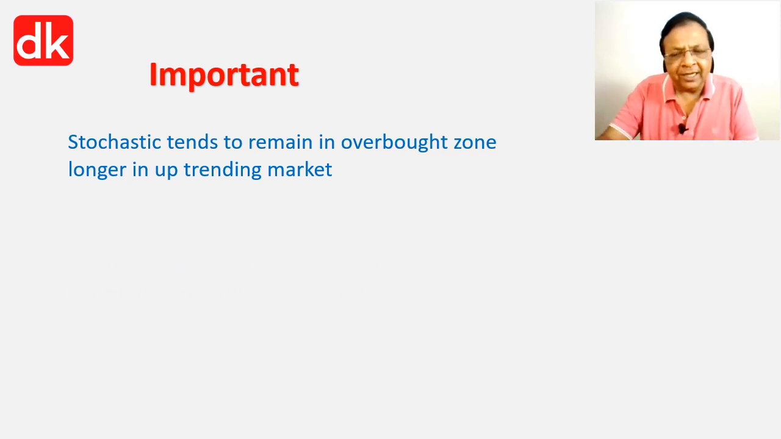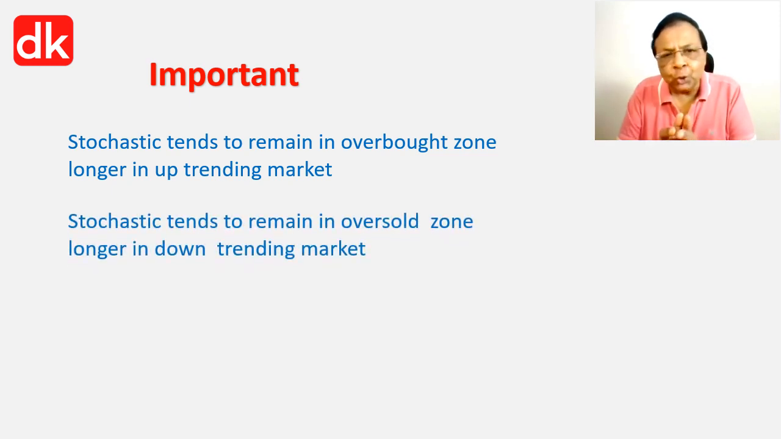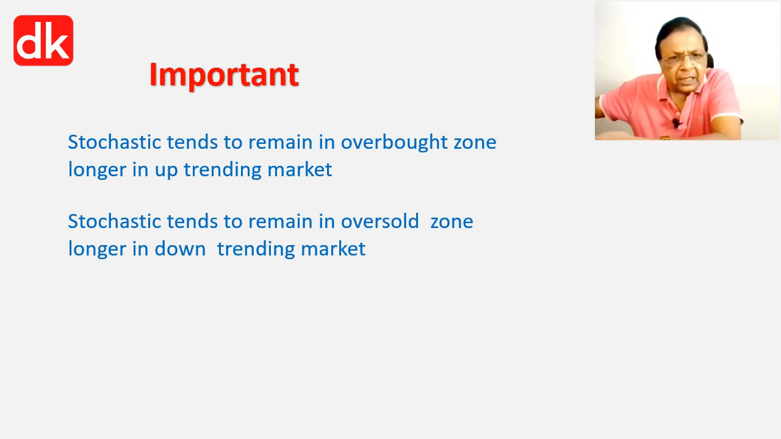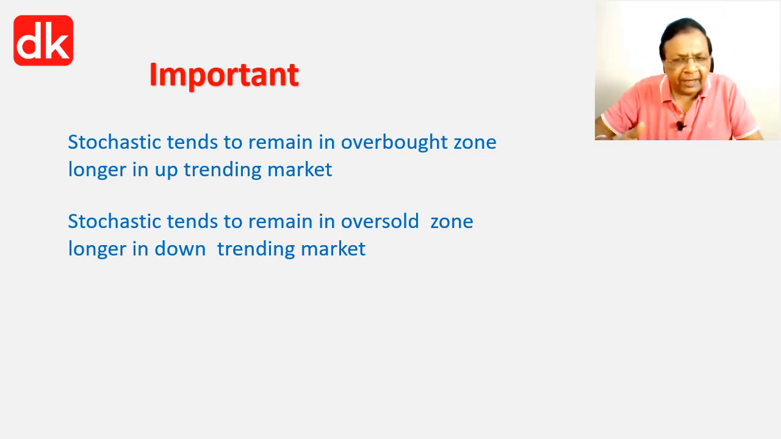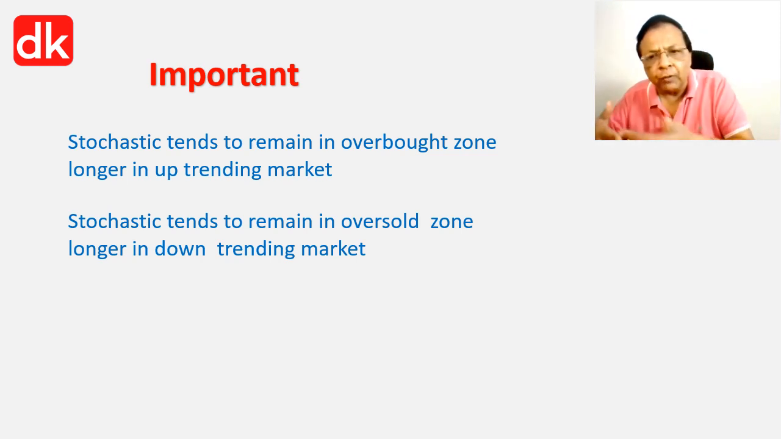And just the opposite, stochastic tends to remain in the oversold zone for a longer period of time when the market is trending down. If there is a strong downward trend in the markdown phase of the market, it will tend to remain for a longer time in the oversold area.